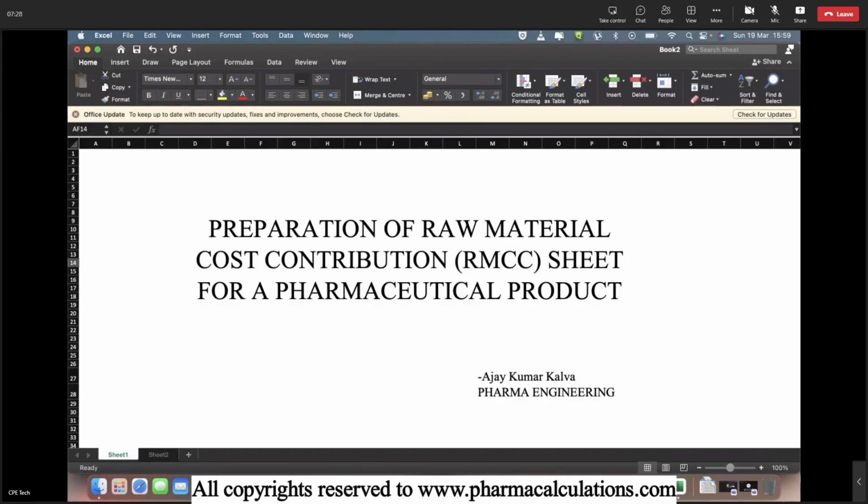Good day everyone. So today's topic is preparation of raw material cost contribution sheet for a pharmaceutical product. Today we are going to see how to calculate the raw material cost contribution for a specific product, and the product that we are going to take today is going to have a total of 3 stages.